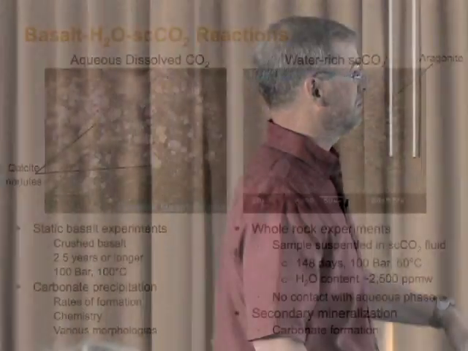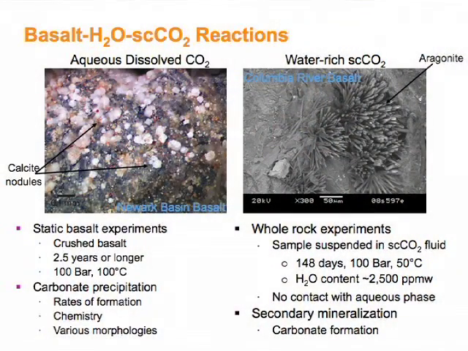Okay, so we've been talking about steels. Do these same things happen with different types of reservoir rocks? And the answer is yes, they certainly do. So here's a basalt. This is the classical case where we've taken a basalt sample. It's been immersed in water. The water has been in contact with supercritical CO2, so it's saturated with CO2.